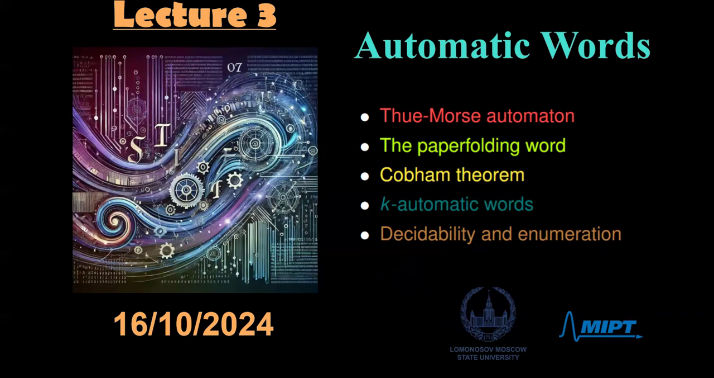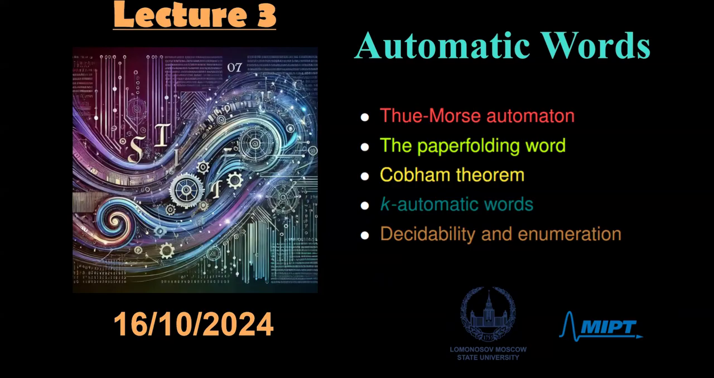First of all, the Thue-Morse word. This sequence is one of the earliest and most famous examples of an automatic word. It is generated by a simple iterative rule, but displays highly non-trivial properties. We will examine how an automaton can be used to generate this sequence and analyze its properties.